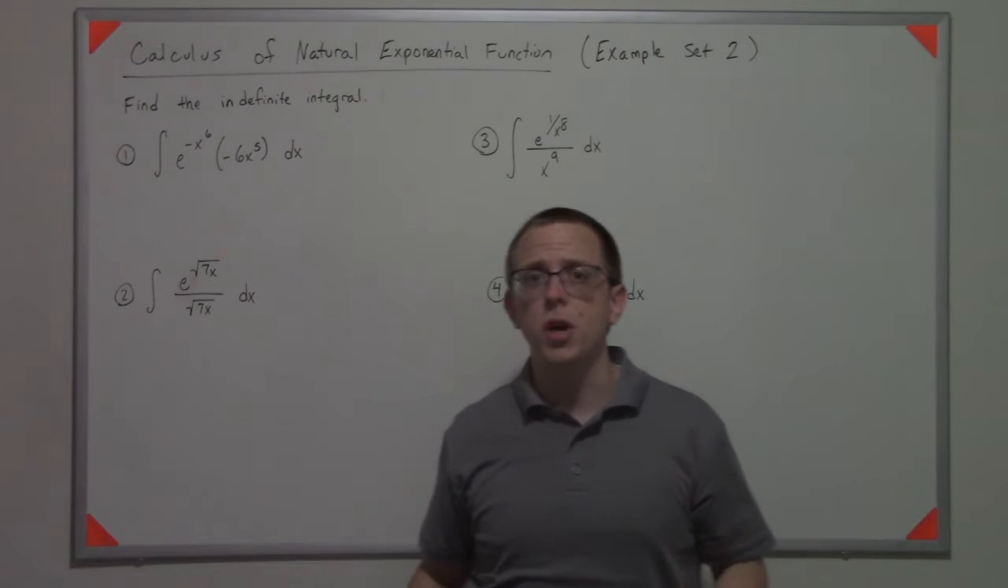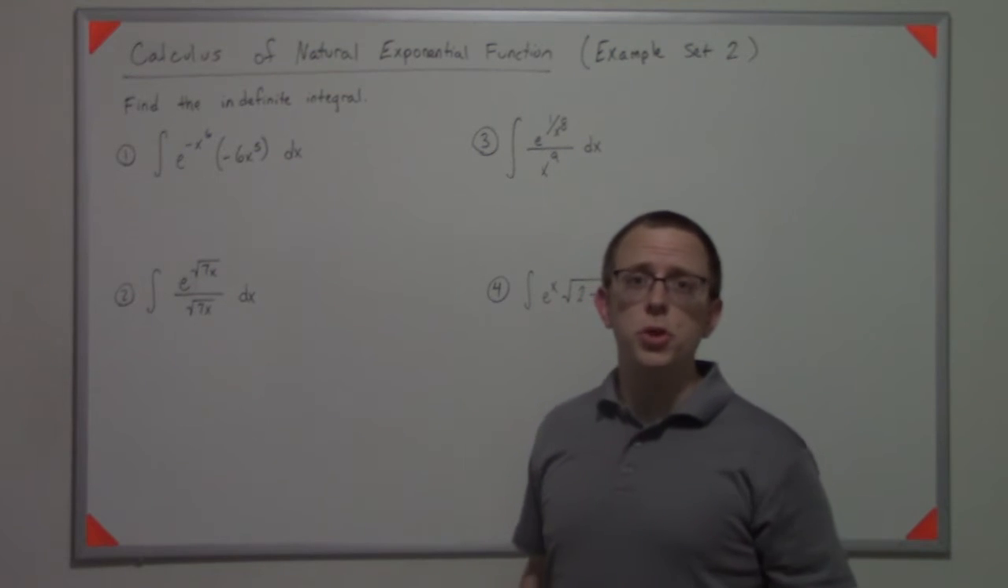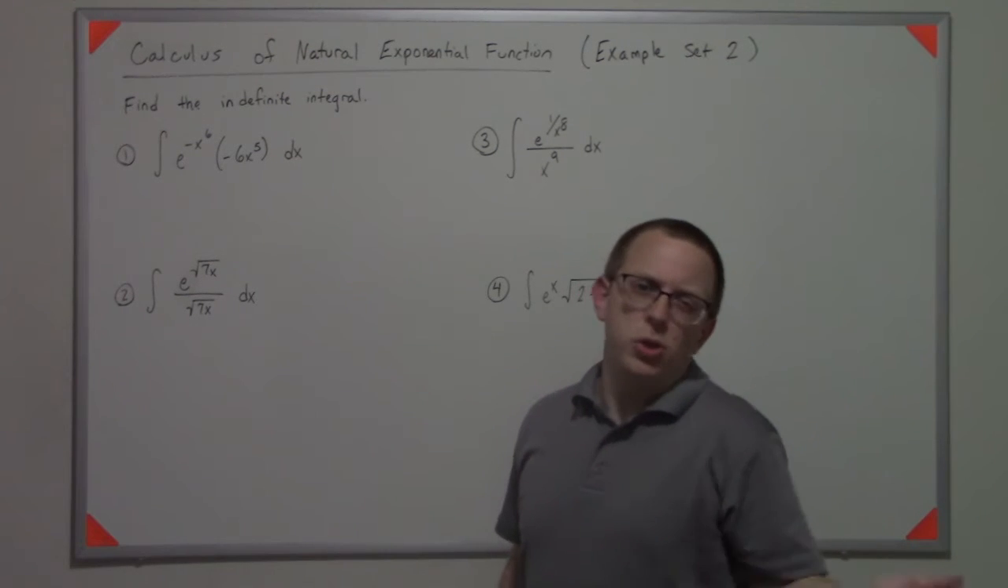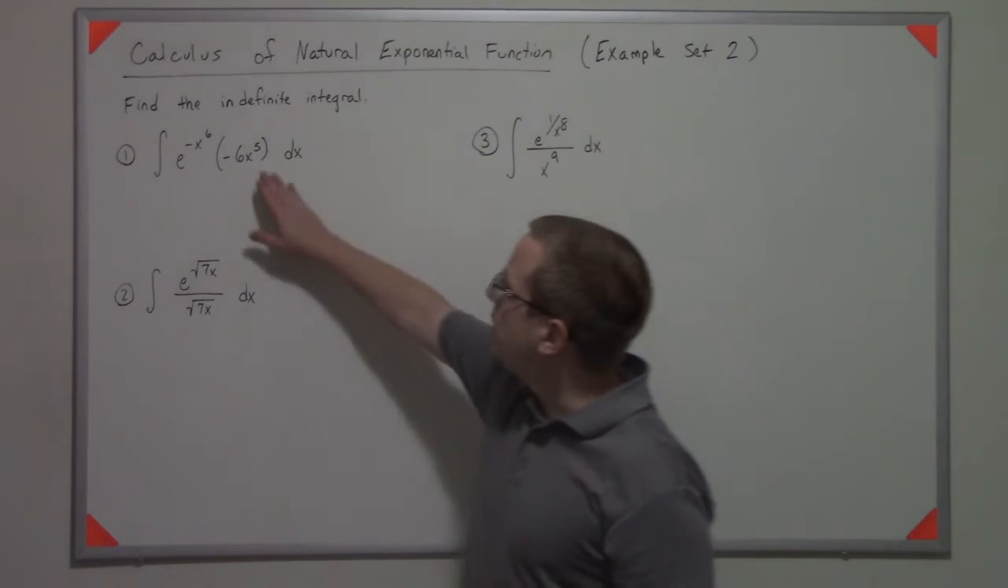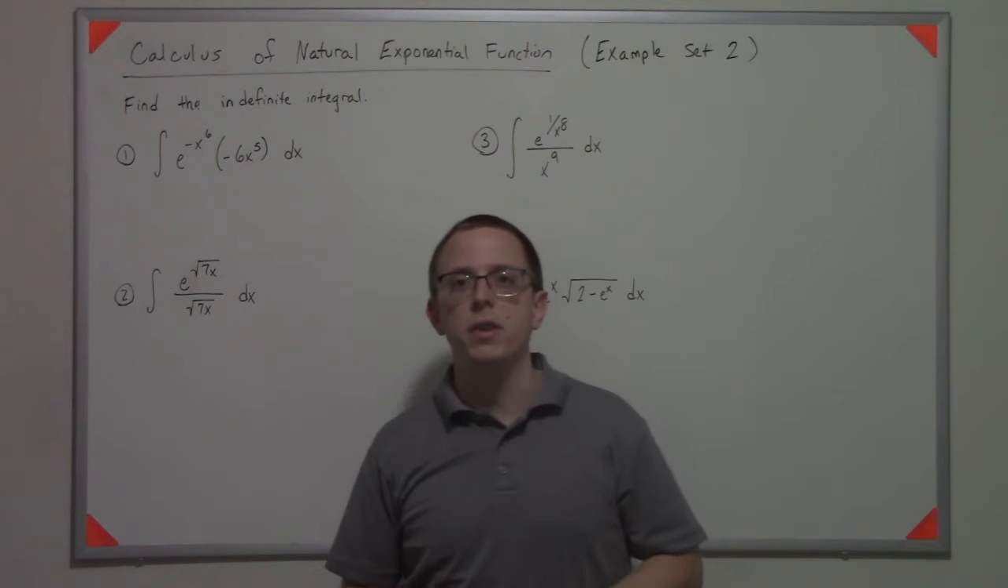Let's do some examples of integrals for the natural exponential function. Now we're going to be using substitution here because without substitution this is pretty trivial. The first one is e to the negative x to the sixth times negative 6x to the fifth dx.